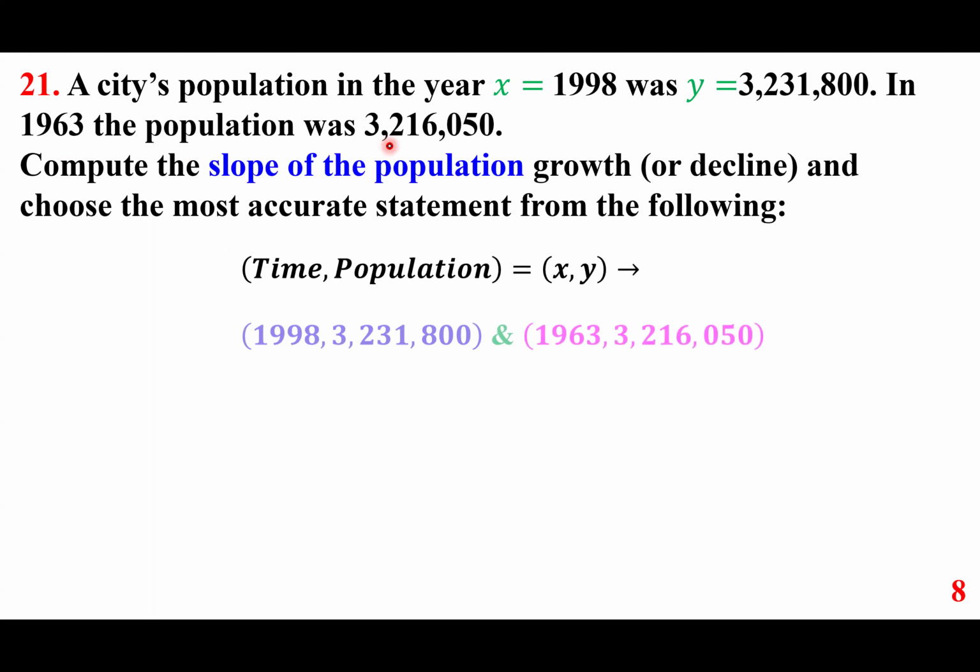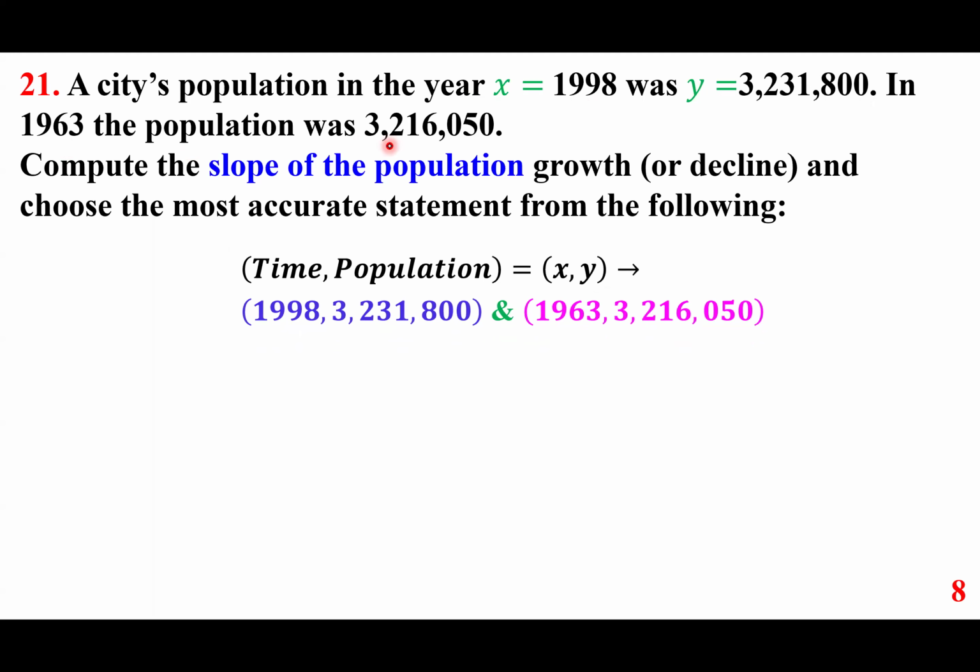By the way, sometimes when they come across that, the first year that they receive, they take it to be 0. If you want to take it to be 0, then 1963 becomes 0, and 1998 minus 1963 would be the second one. But it doesn't matter. In any event, it works out that way. So the slope is rise over run, y sub 2 minus y sub 1 over x sub 2 minus x sub 1.